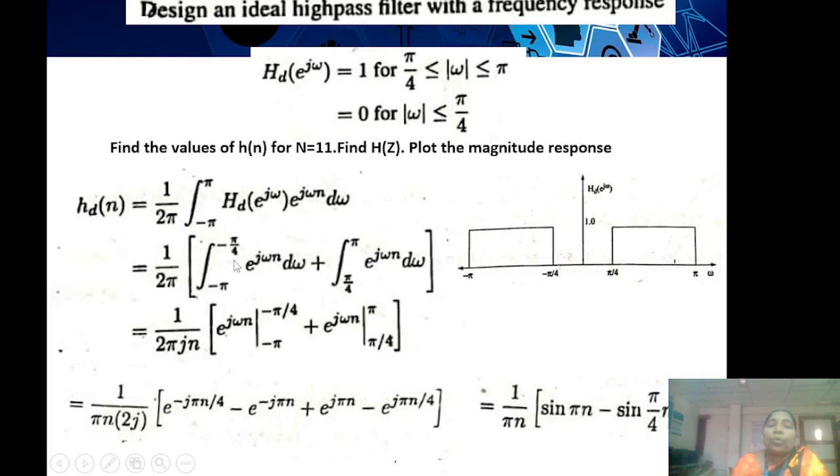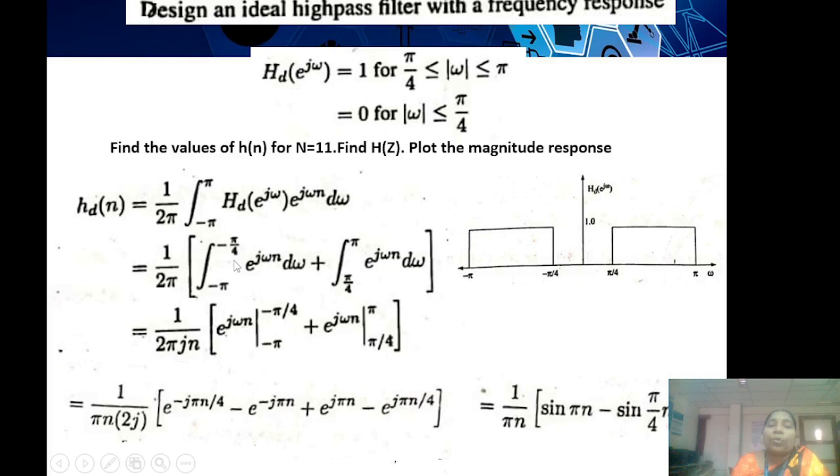For the transfer function of the filter, we have the formula H of z equal to h of 0 plus summation n equal to 1 to (N minus 1) by 2 of h of n into (z power n plus z power minus n). So in this, you have to substitute the h of n values which we have already found out. We have to substitute n equal to 1 to 5 and expand this. After expanding and substituting those values, you will be getting this particular expression.